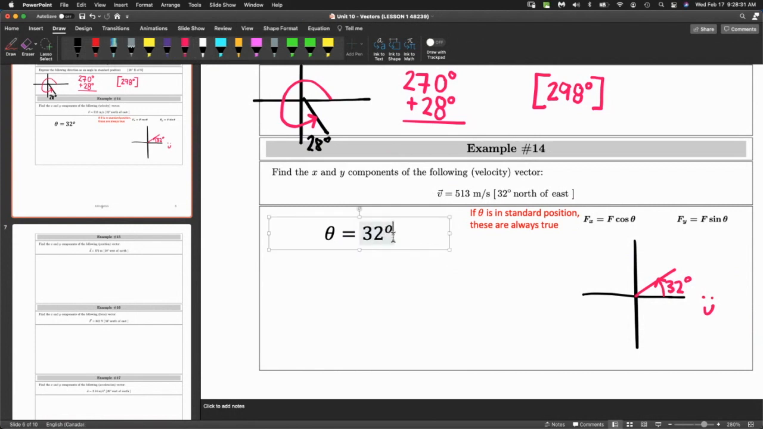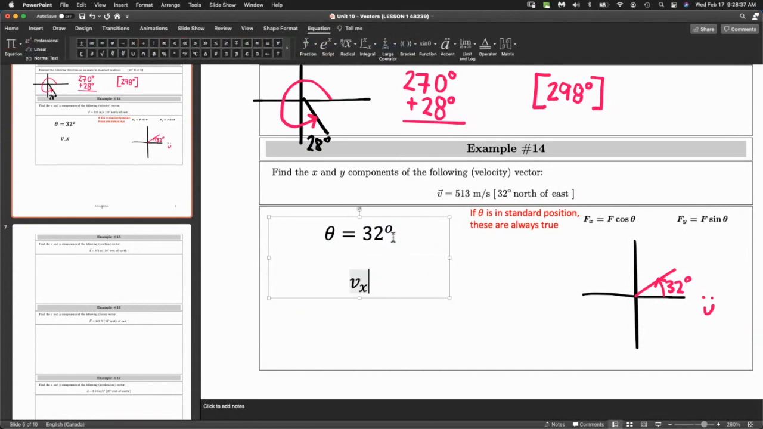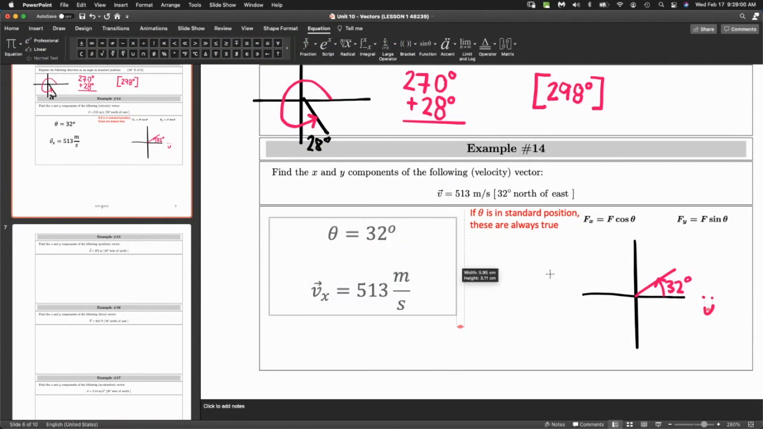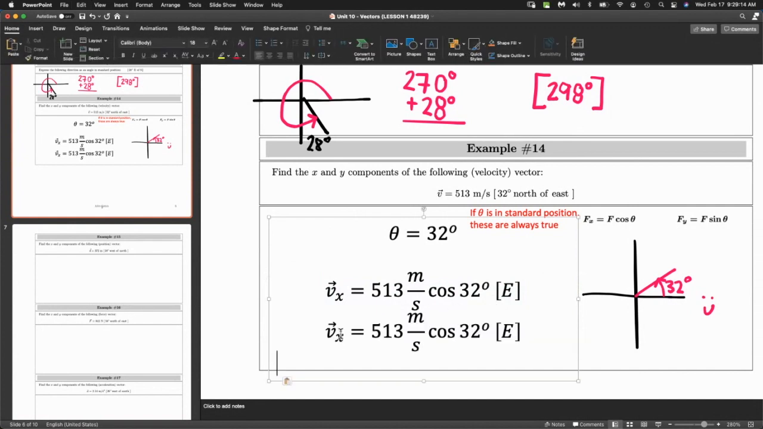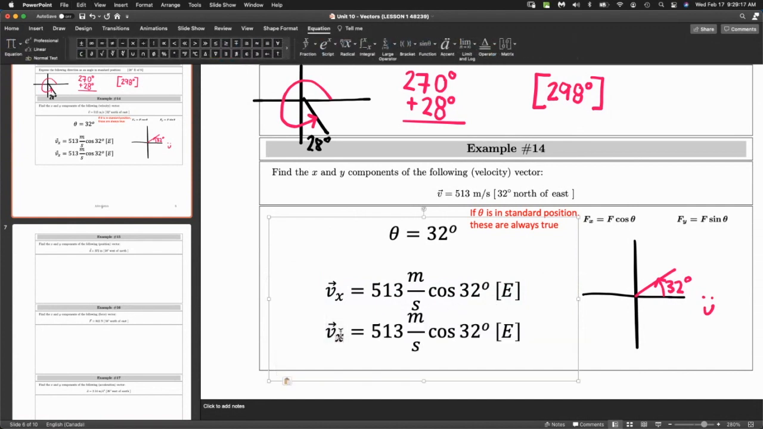So now that we have that angle, then we can say that the velocity vector in the x direction is equal to 513 meters per second cos 32 degrees east. And then the y component is going to be the same thing with sine and north.